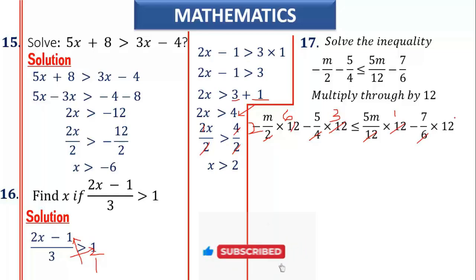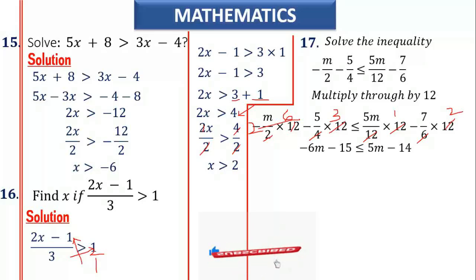So you can then go ahead and simplify further. You have minus m times 6, that will give you minus 6m. Minus 5 times 3 is minus 15, less than or equal to 5m. Of course, it's 5m times 1, and then minus 7 times 2, that's minus 14. So at the end of the day, we have the resulting equation.